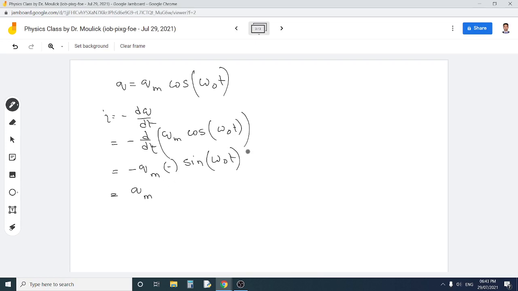There will be an omega naught coming out, because once again you have to take a derivative with time of this particular quantity. So from there we will get an omega naught. So qm omega naught sine of omega naught t, and naturally this becomes the maximum value of the current. So I can write I max sine of omega naught t. All right. So this is all about the mathematical background of the LC oscillator.